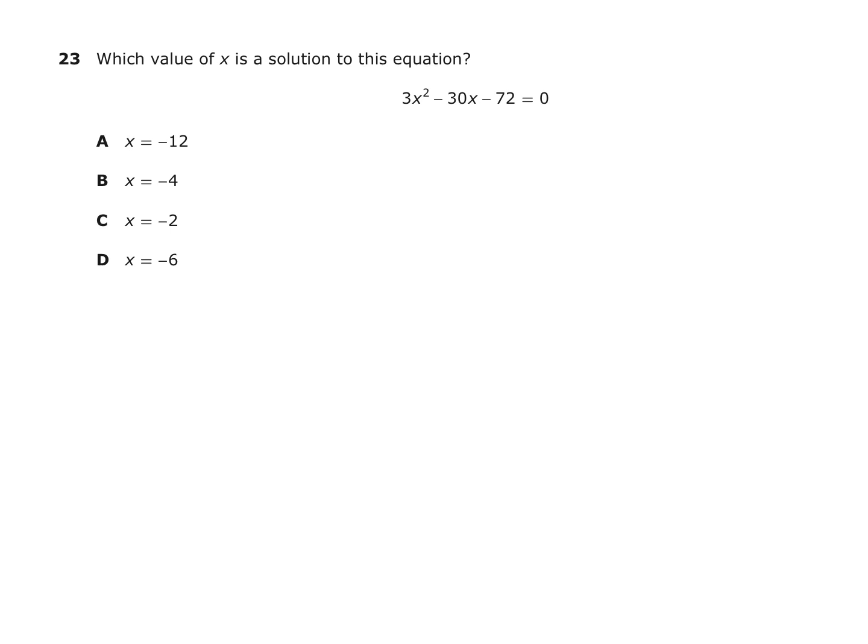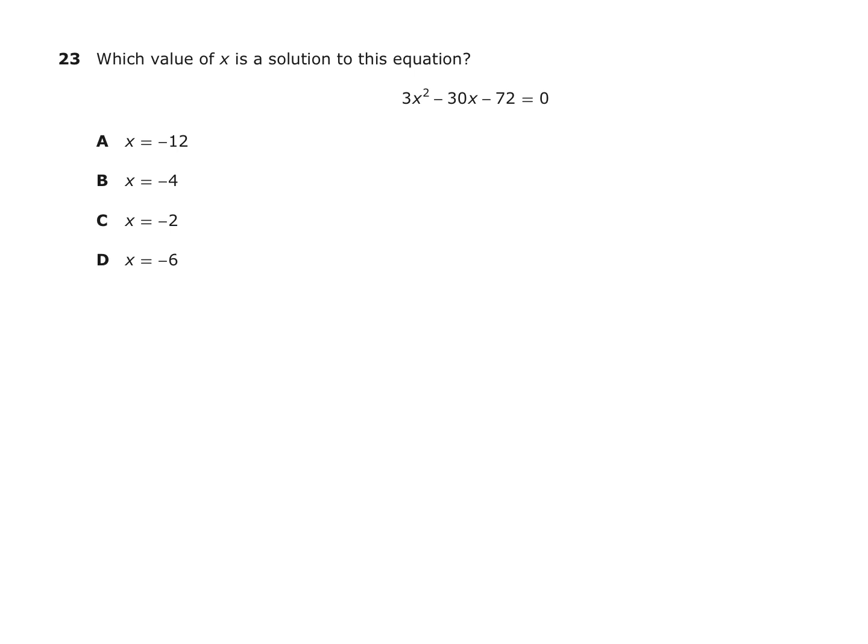Okay, so problem number 23, which value of x is the solution to this equation? 3x squared minus 30x minus 72 equals 0. Well, you can graph this equation on your calculator and look at the table of values, or you can find the zeros and do it that way. But what we want to do is go ahead and solve this, see if we can factor this.